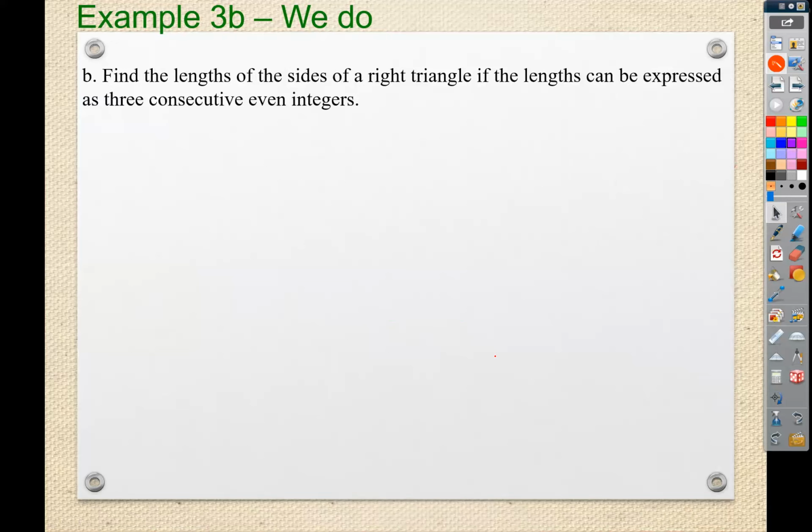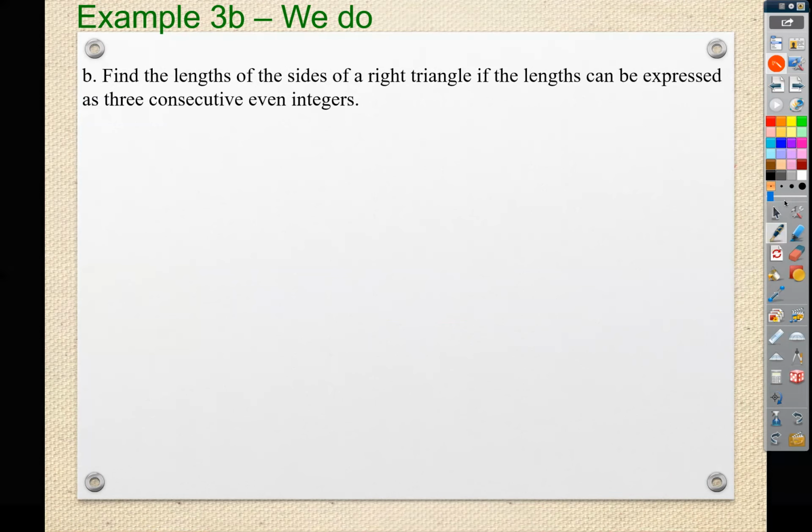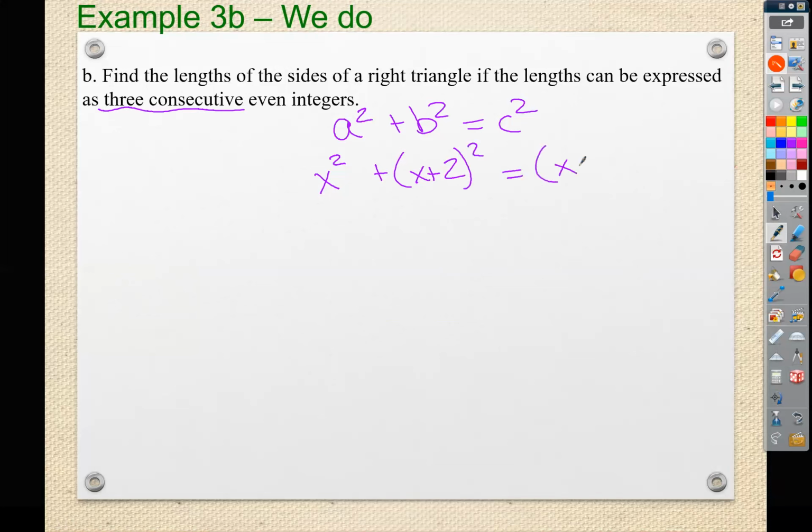3b says find the lengths of the sides of the right triangle if the lengths can be expressed as 3 consecutive even integers. Okay, so the Pythagorean theorem is a squared plus b squared equals c squared, right? The lengths of the sides are 3 consecutive even integers. Well, we know, because we've talked about this before, 3 consecutive even integers would be x, x plus 2, and x plus 4. So I'm plugging those in, letting c be the longest length.